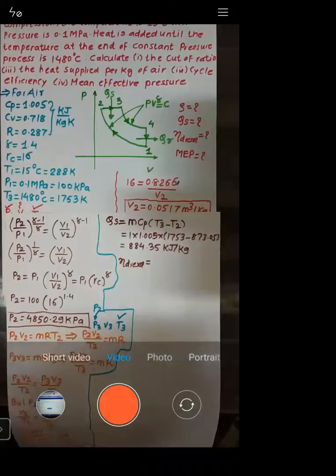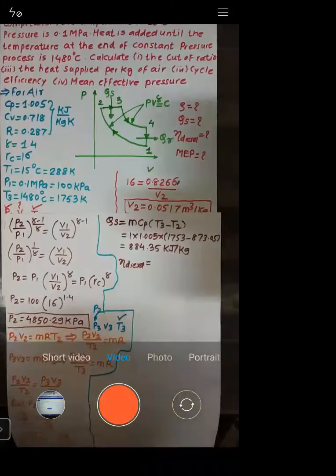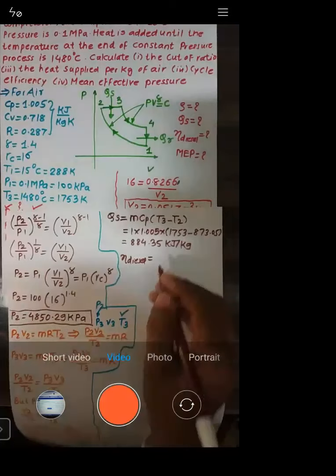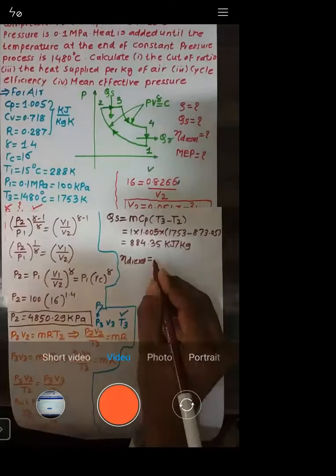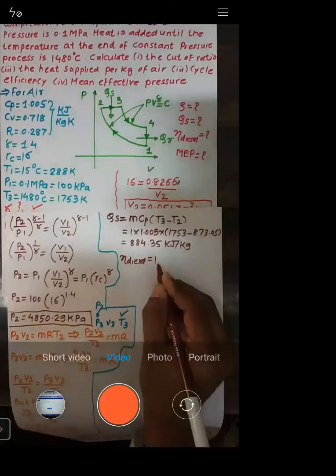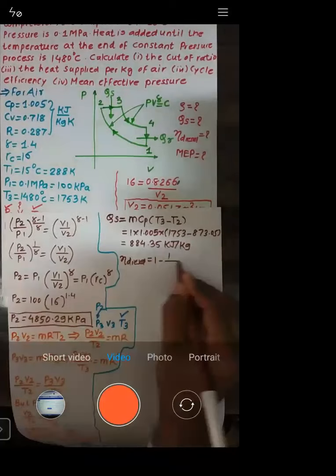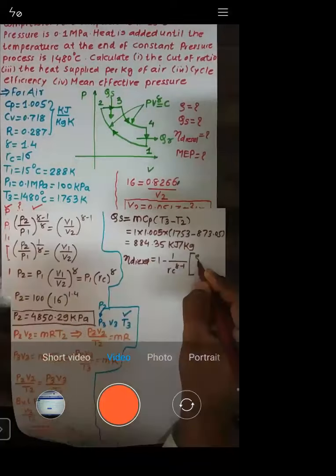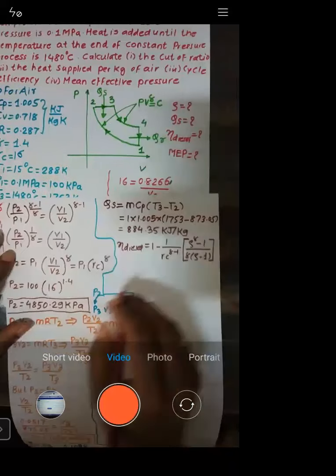Okay, what was that formula? The formula was like this: 1 minus 1 upon RC raised to power gamma minus 1, into bracket, rho raised to power gamma minus 1 upon gamma into rho minus 1, right? So let us do the calculation.